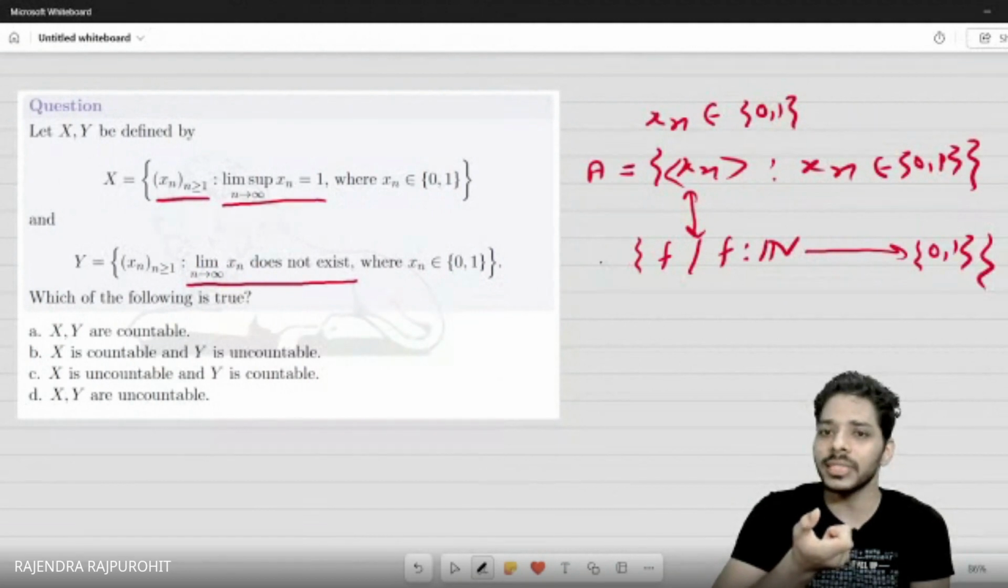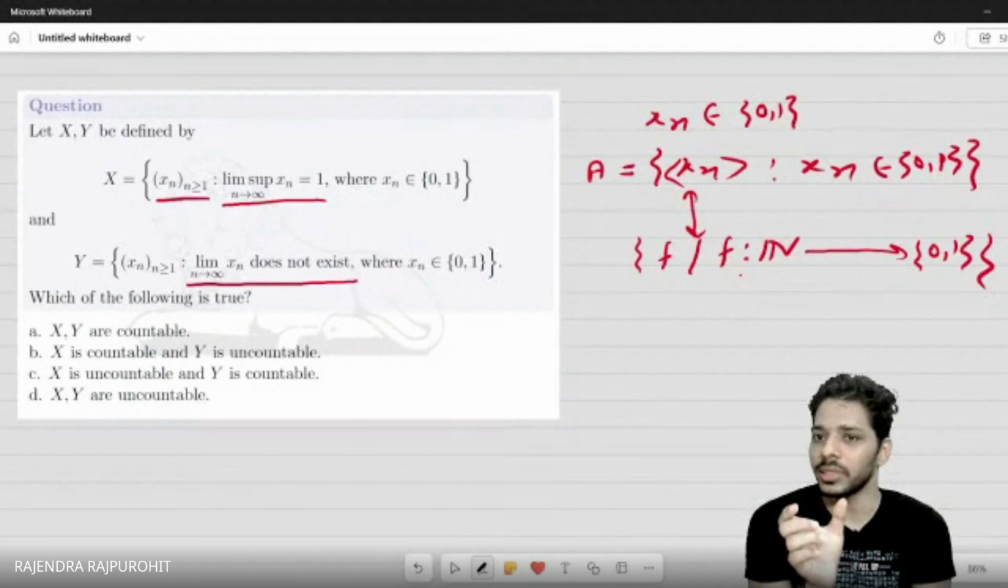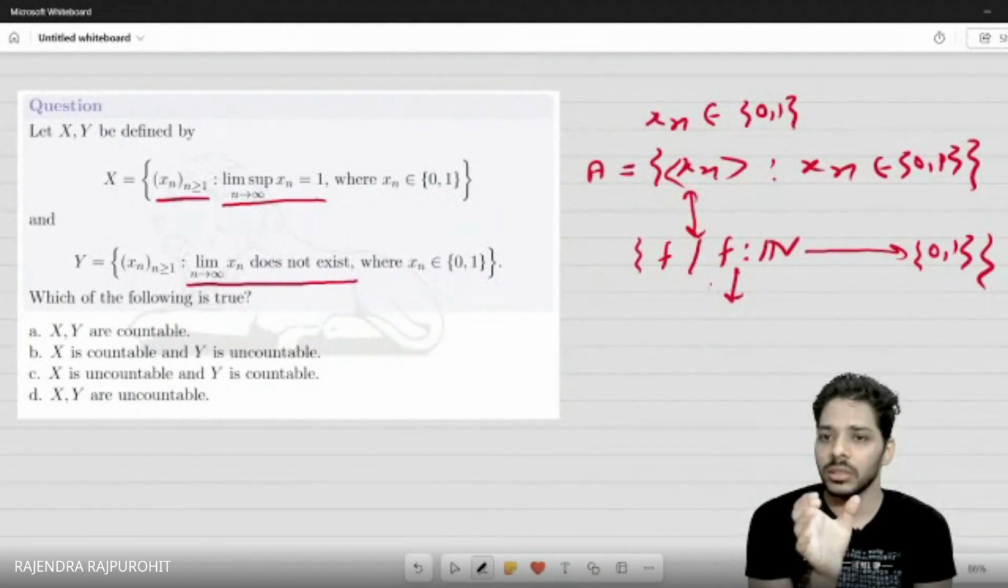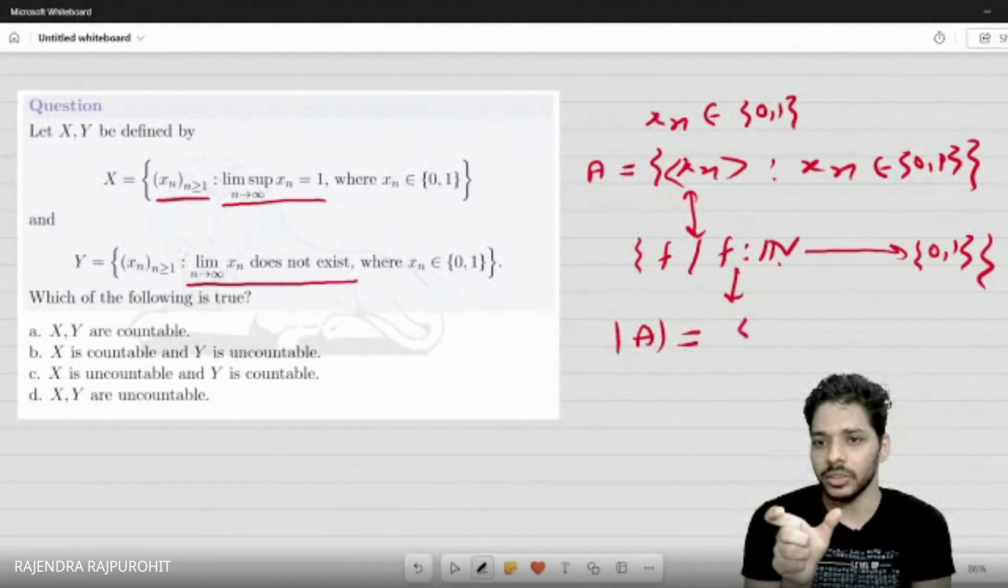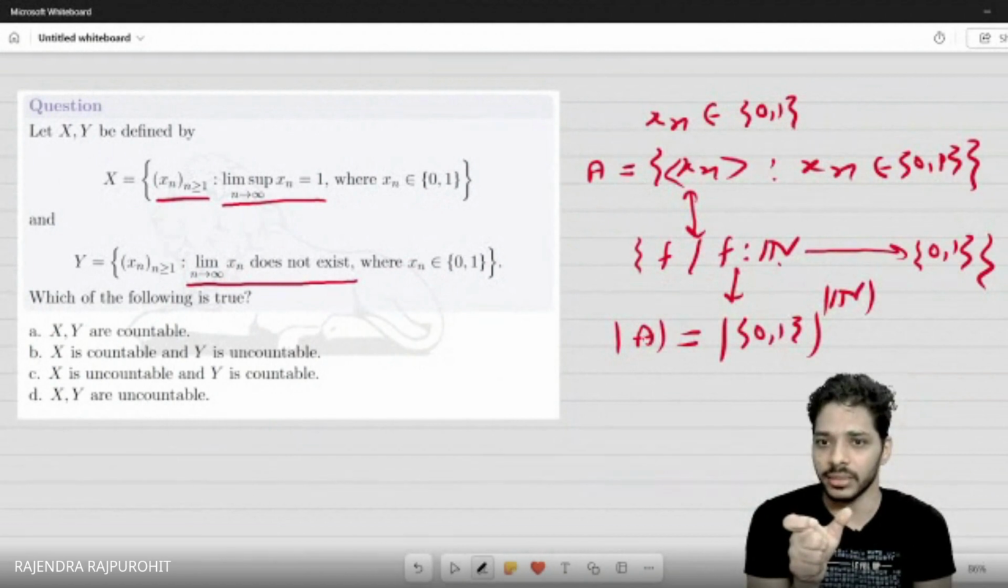So how many sequences can you have? Exactly as many as functions you can have from N to {0, 1}. And the cardinality of the set of all functions from this set to this set is the cardinality of {0, 1} to the power of the cardinality of the domain. I think you all know that result, that if you take the set of all functions from A to B, then the collection of all such functions will have cardinality of the codomain to the power of the cardinality of the domain.